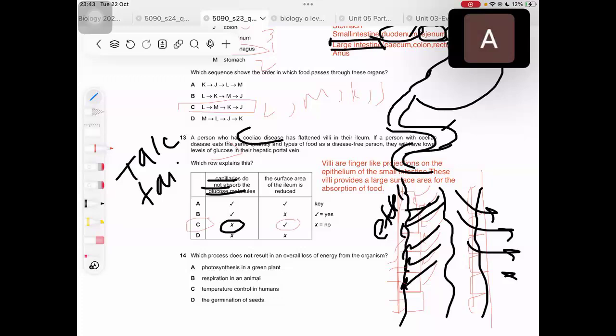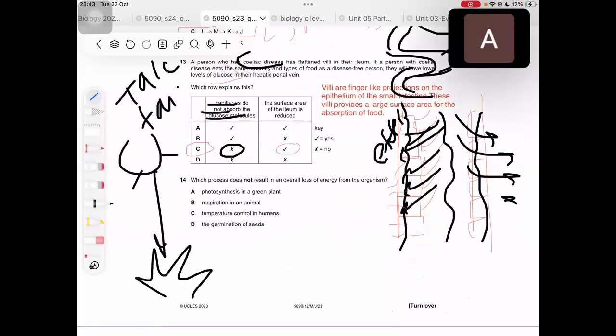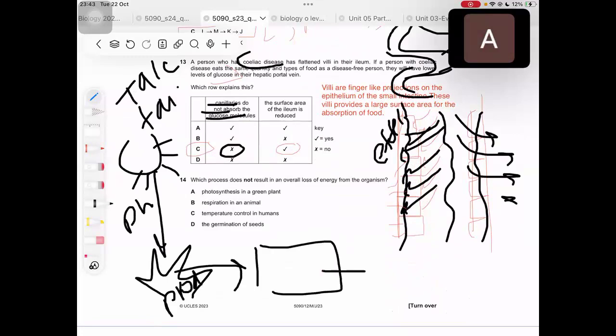Which process does not result in an overall loss of energy from the organism? We get the initial energy from plants by a process called photosynthesis, because the plants are the ones which make the food, and we refer to them as producers. And from producers, you know that there is a food chain like this, right?